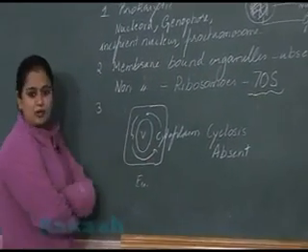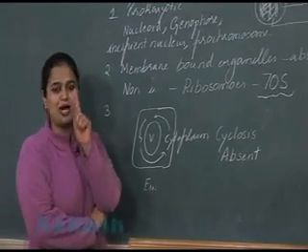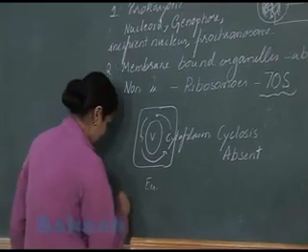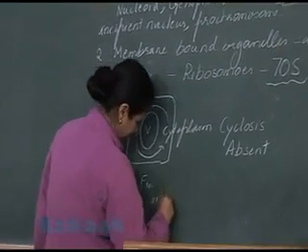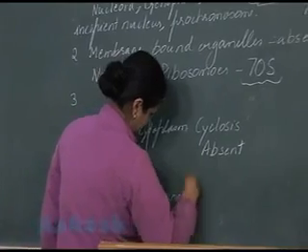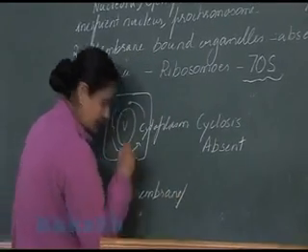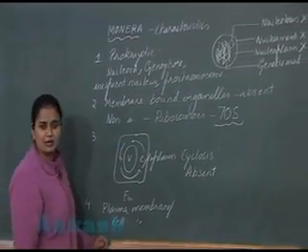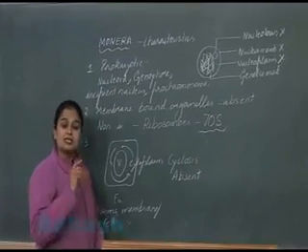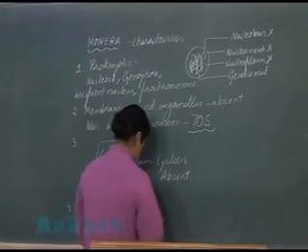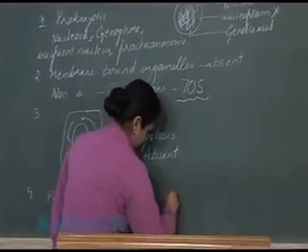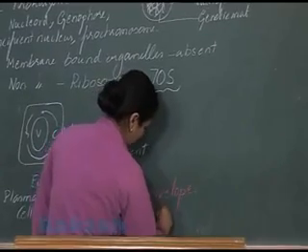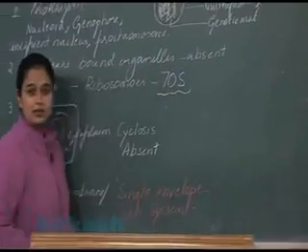All the membrane-bound organelles are absent, but only one membrane is present, that is the plasma membrane, the cell membrane. Due to the presence of only one membrane, these prokaryotic organisms are also known as single envelope system.